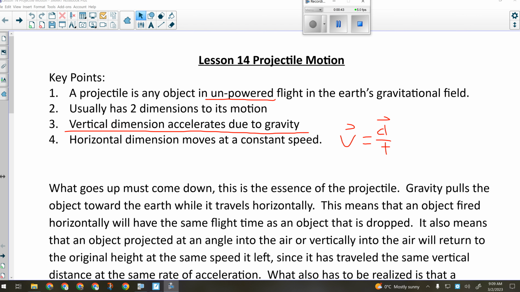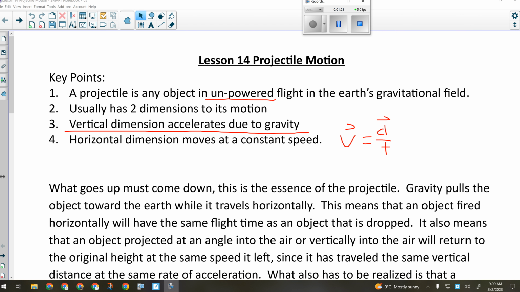Okay? So we'll start off with the definition of a projectile. A projectile is any object that is in unpowered flight in the Earth's, we'll say atmosphere, but truly it would be gravitational field. Okay? And we say gravitational field because satellites, which are not in the Earth's atmosphere, but are in the Earth's gravitational field, are technically projectiles.